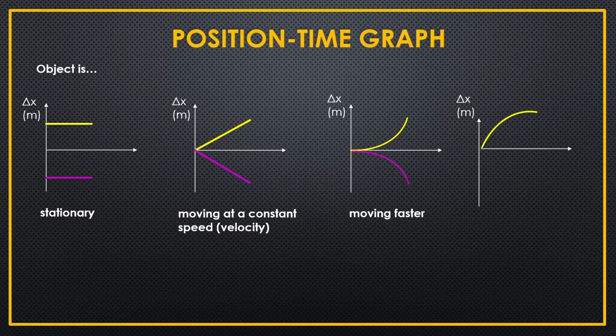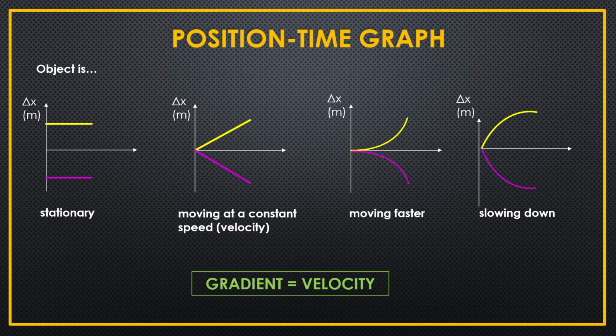Then we also have this curve. This is an object moving slower in the positive direction. The mirror image also means that the object is slowing down, only in the negative direction.